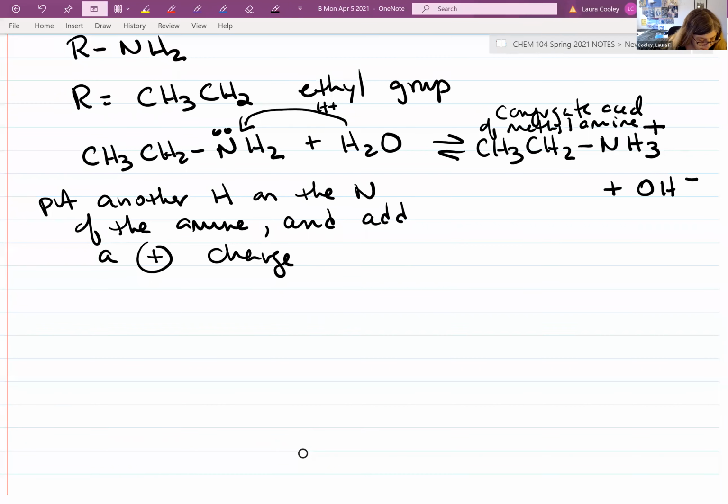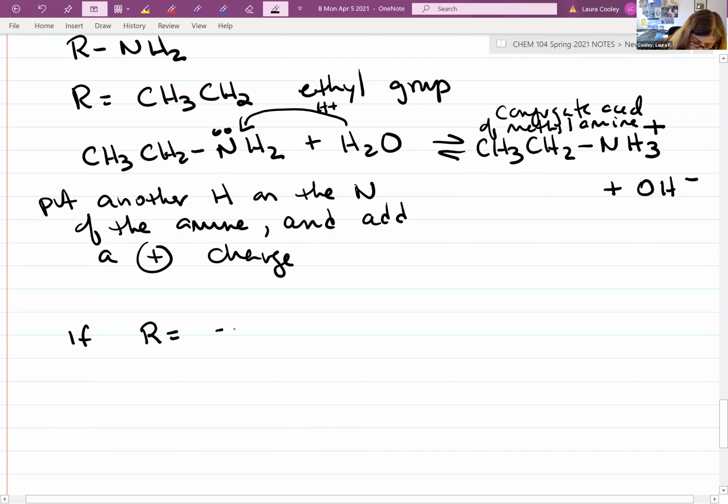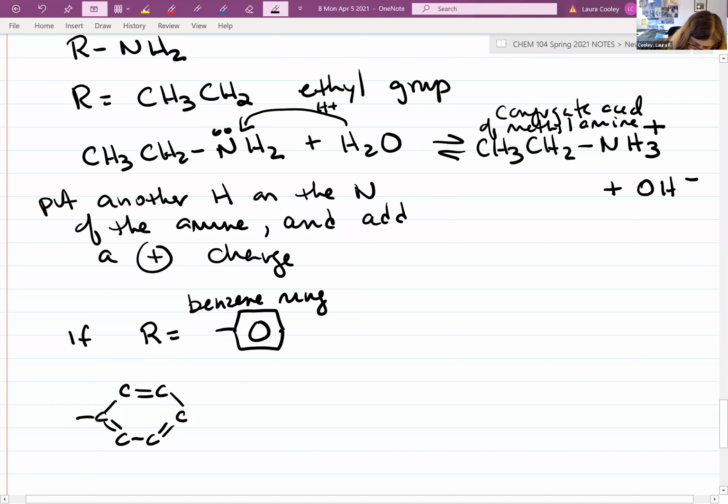Okay. One other last one. If the R group is a benzene ring, and of course, a benzene ring, these are all carbons here, and every other bond is a double bond. So that's benzene right there. And of course, each of these has a hydrogen. So that's why we don't draw the whole thing out. This is the shorthand.